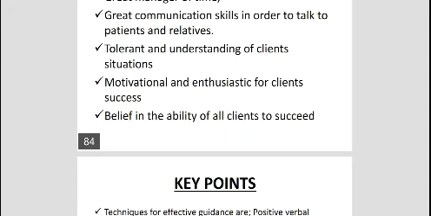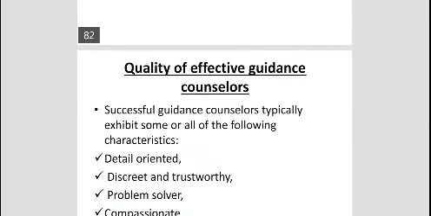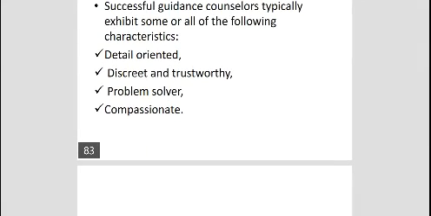I would say motivational and enthusiastic for client success. So these are the qualities of effective guidance counseling. If, for example, someone asks you a question to mention the qualities of effective guidance counseling, at your level, you should be able to list them down.